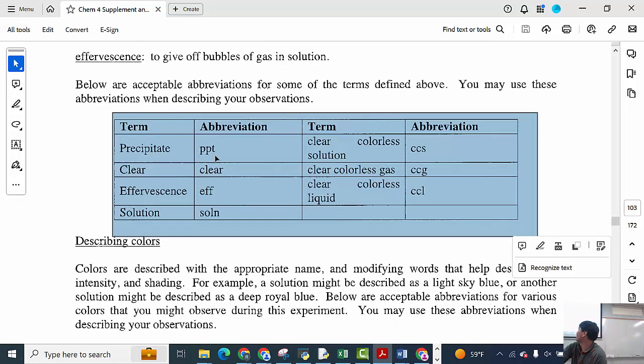Some common abbreviations. PBT means precipitate. EFF for effervescence. Solutions, SOLN. Clear colorless solution is what I just mentioned, CCS. CCG is clear colorless gas, and CCL is a clear colorless liquid. Water is a CCL. But water is not a CCS, because pure water is not a solution. It's not a mixture. It's just pure.